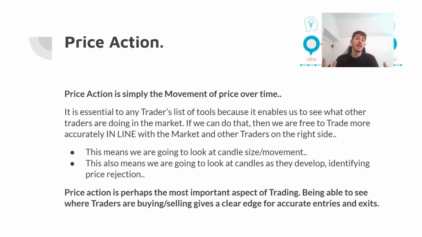So that means we're going to be looking at things like candle size and the movement of price. It also means we're going to be looking at candles as they develop, so before, during, and after is when you're going to want to use price action. And you're going to be able to identify price rejection as well, which is going to help you exit the market. Okay, so price action is perhaps the most important aspect of trading, because it gives you a much clearer lens to see what's going on in the market. And when you can do that, you can have more accurate positions when you enter and exit. The reason traders use it is so that they have an advantage over the markets and they trade on the right side of the market at all times.